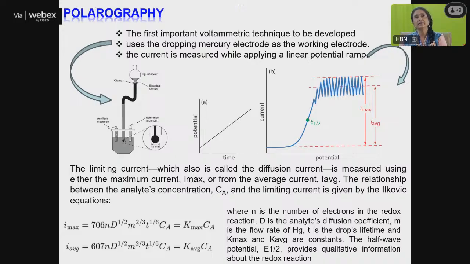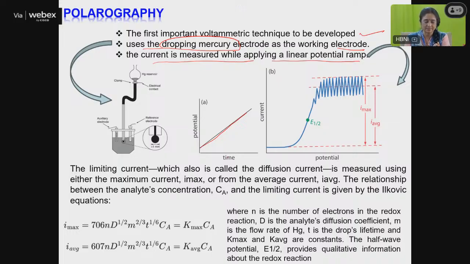Now, polarography is a particular variety of voltammetry in which we use a dropping mercury electrode. The first important voltammetric technique to be developed is polarography. When there is a dropping mercury electrode, that voltammetry is known as polarography. It is the working electrode. Current is measured while applying a linear potential ramp. So you are applying a slowly increasing potential with time, and accordingly you are measuring the current, and this is the type of curve you obtain while doing the measurement.